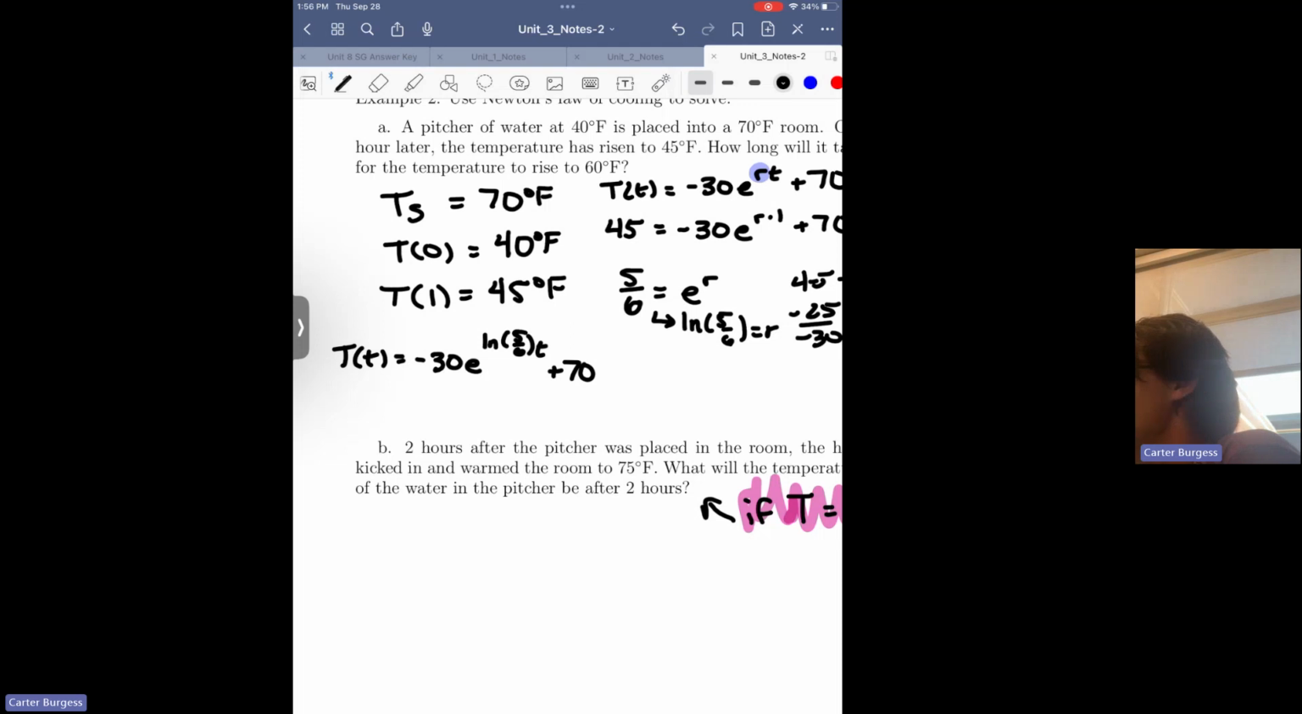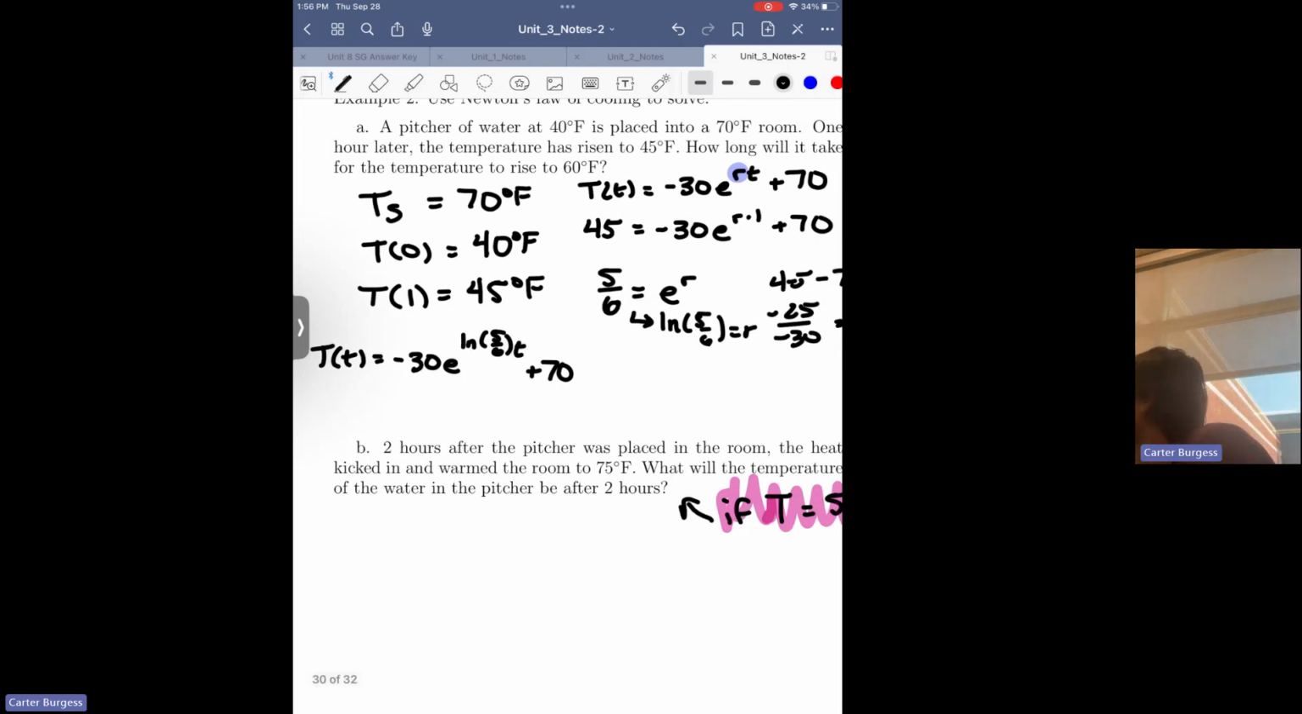So first step, we put as much information as we could and then used that known value of x, known value of y to find r. Second step is going to be to figure out how long it takes for the temperature to actually rise to 60 degrees. So we're actually solving the problem here, right? Now, what are we being given here? We're being given big T, and we are looking for small t.